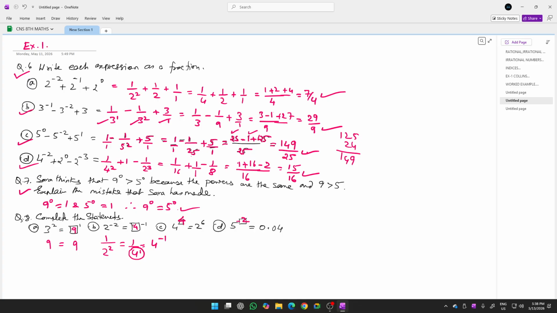So ultimately, this works out to 4 raised to minus 1. So in the box, you should put a 4 because the power is already given as minus 1. Is that clear? Now A is done, B is done.